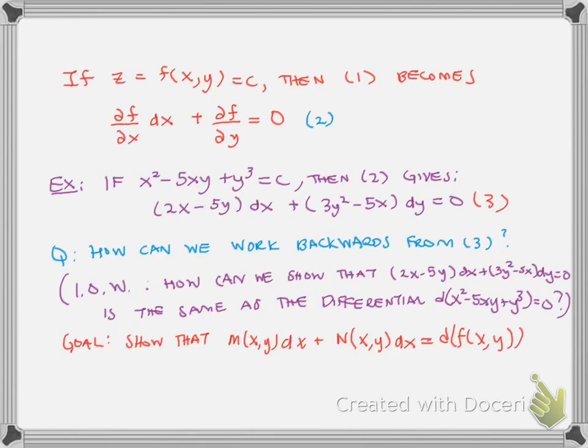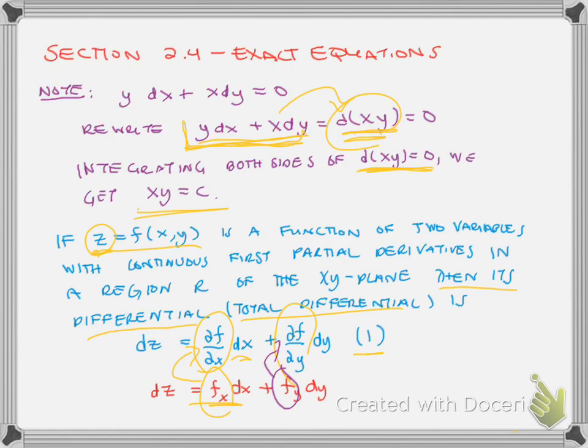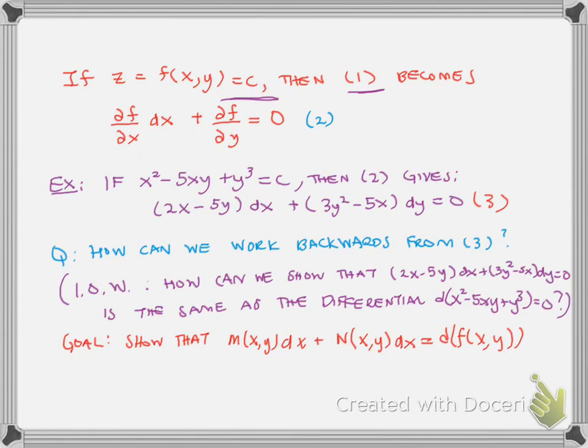All right, so again, I wanted to save some time, so pause the video and write this out, okay? We should be back now. So again, if f of x, y equals c, then, going back here, we said this was our 1, becomes df equals, let me be careful, the partial derivative of f with respect to x dx plus the partial derivative of f with respect to y dy equals 0. Okay, and we're going to call that number 2.